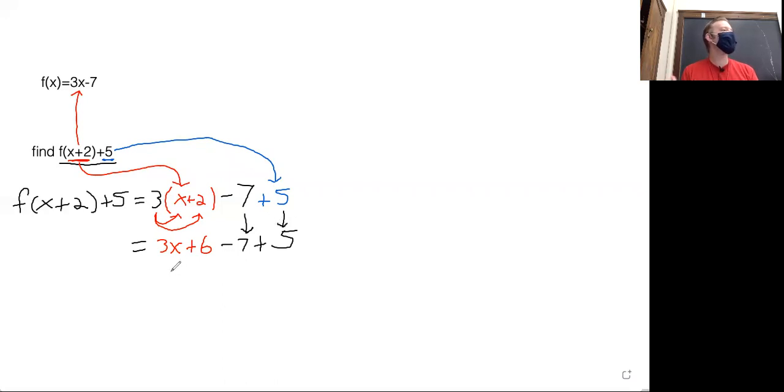Now, what like terms do I have to combine? What numbers can I combine together? Negative 7 and 5, but also 6. So all 3 of these numbers here are regular numbers. They don't have any x's, so I can combine them together. And the important thing is that we're combining left to right. So 6 minus 7 is going to give me negative 1. And negative 1 plus 5 will give me positive 4. The 3x, once again, did not change. So that's just going to come down. And so I have 3x plus 4 right here.